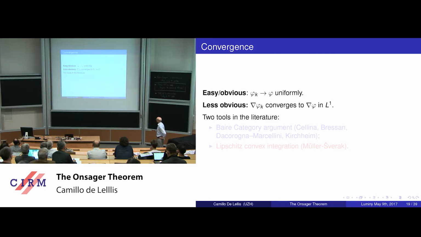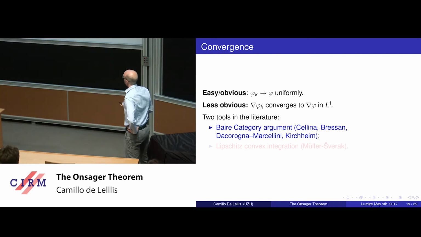Well, there are two ways actually of proving that gradient of phi k are converging to gradient of phi. At least there are two tools available in the literature. One is called Baire category argument, and it was pioneered by Cellina on one-dimensional problems, later on taken by Bressan and collaborators, and then Dacorogna and Marcellini were the first to use them in a higher dimensional context.